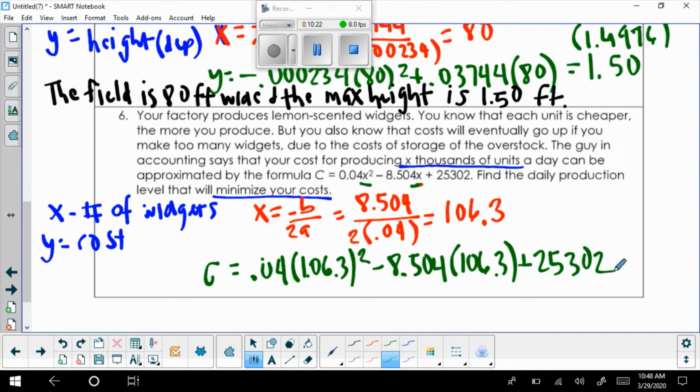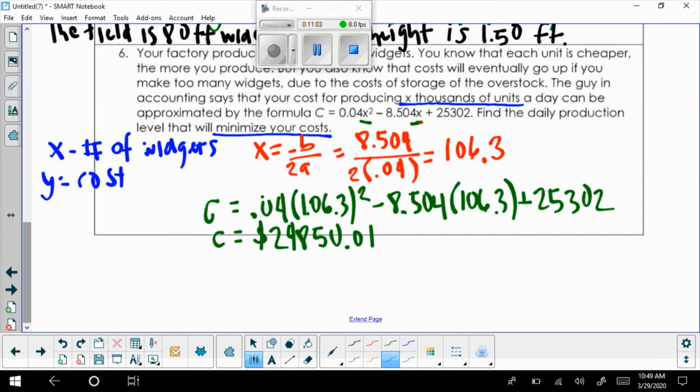All right, so we're going to plug that in. 0.04 times 106.3 squared minus 8.504 times 106.3 plus 25,302. 24,850.01 rounded to the nearest hundredth.